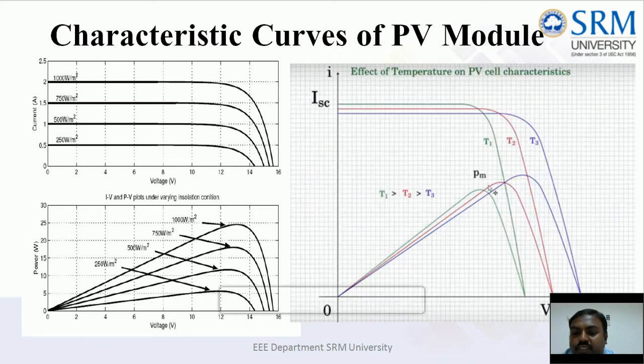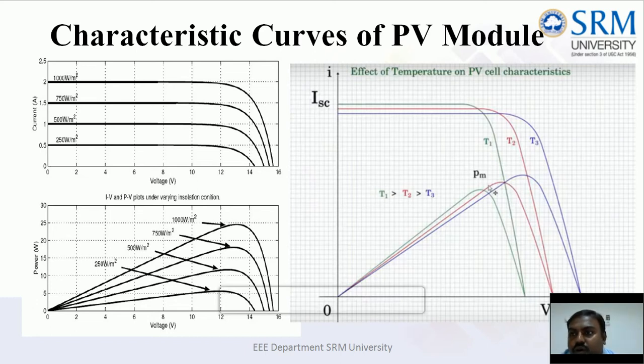That's why you can see that among all these PV curves, the green one has lesser power compared to the other two. The reason is that the temperature is high in the left extreme curve.